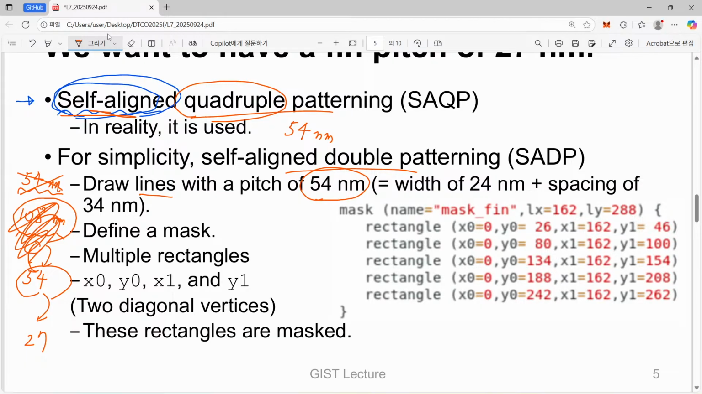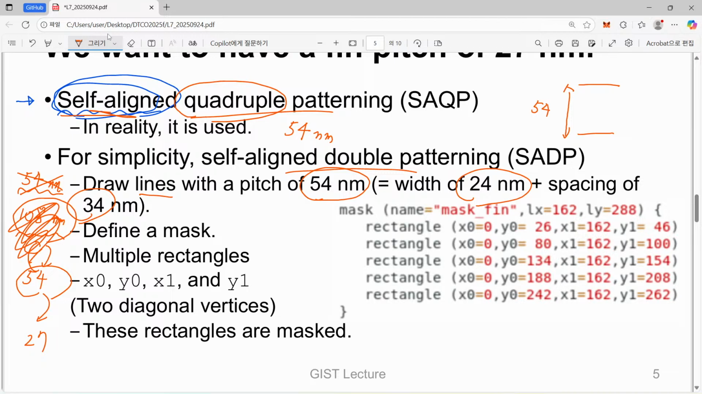And here we have a certain specification. Although the pitch between two patterns is 54, the duty is not 50-50. We wanted to make a width of 24 nanometer and a spacing of 34 nanometer. Of course, the sum becomes 54.